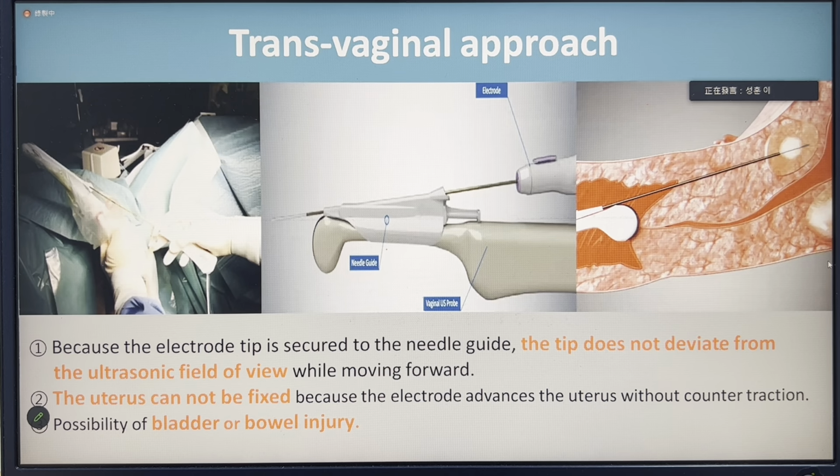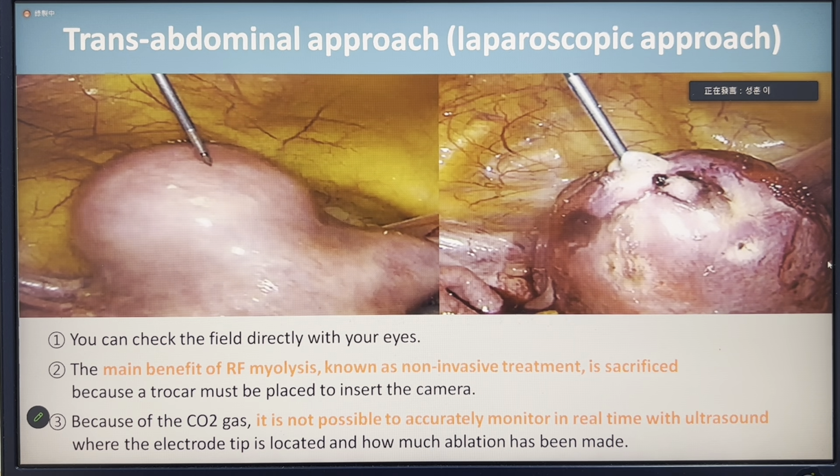The second is the transabdominal approach. You can check the field directly with your eyes, but the main benefit of RF myolysis, known as non-invasive treatment, is sacrificed because a trocar must be placed to insert the camera. And because of the CO2 gas, it is not possible to accurately monitor in real time with ultrasound where the electrode tip is located and how much ablation has been made.